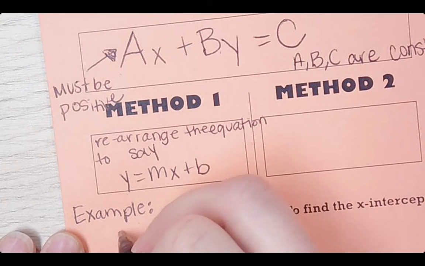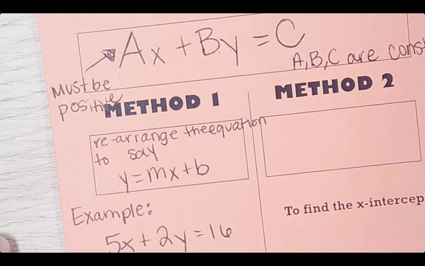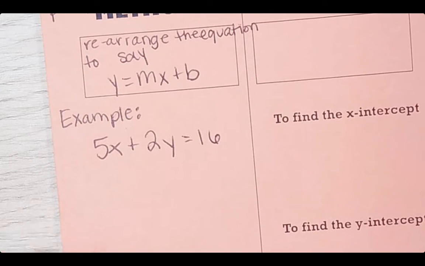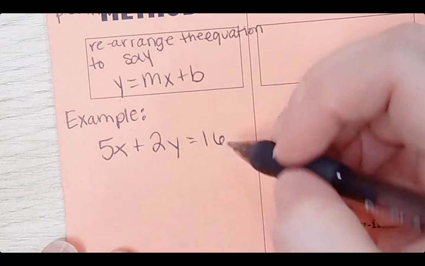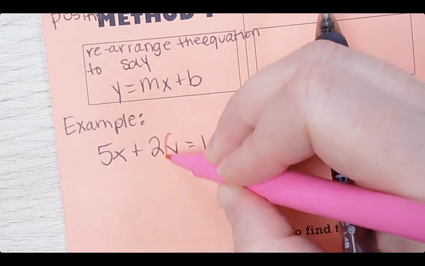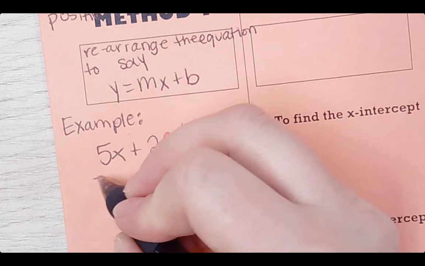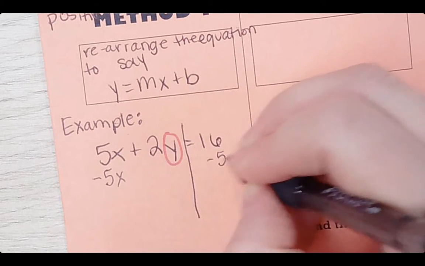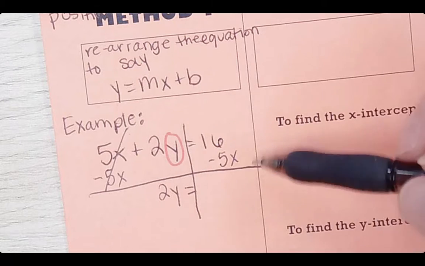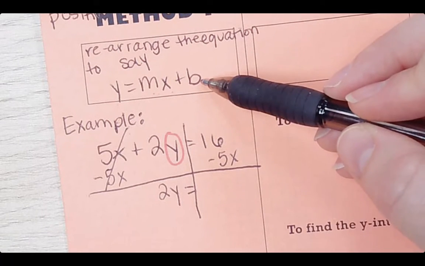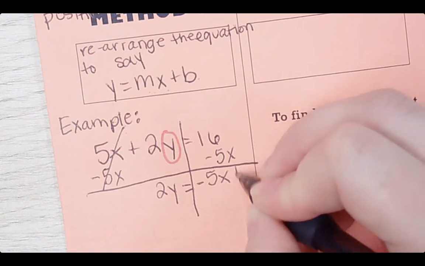So let's do an example where we have the equation 5x plus 2y equals 16. In order to graph this, method one suggests that we rearrange the equation to say y equals mx plus b. So we need to solve the equation for y. We're going to subtract 5x on both sides. So those cancel, and I get 2y equals, since it says mx plus b, I want it to be in that same form, so I'm going to move this up front because I can't combine them. So negative 5x plus 16.